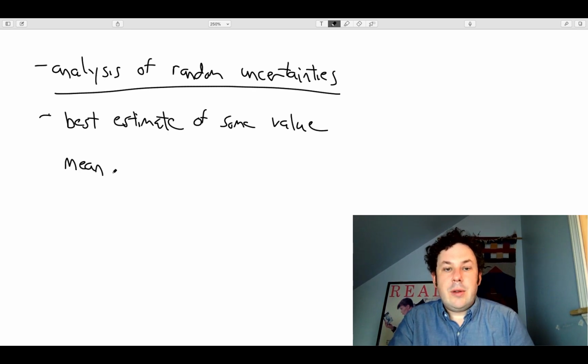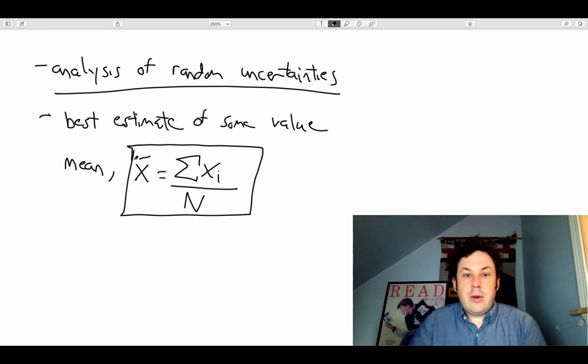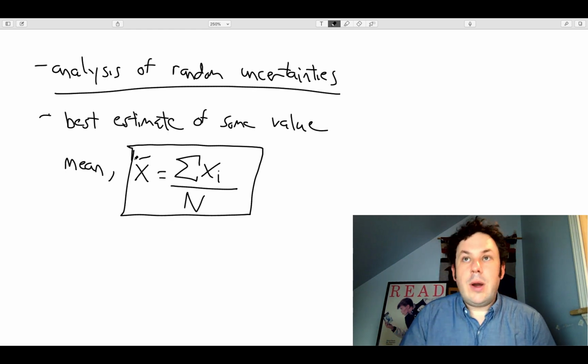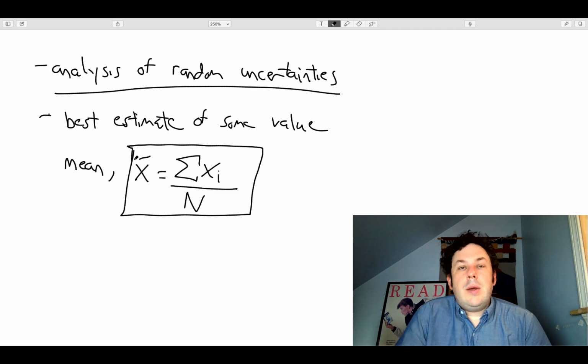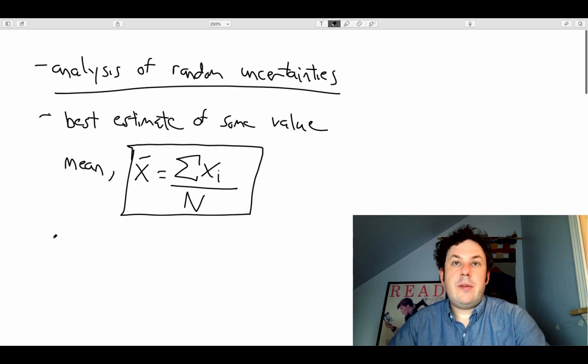It's a little bit more sophisticated. So the mean is given by this equation here, x bar. So x bar means the mean. And what you do is you sum up over all the individual values, and then you divide by the total number that you took. And so that's the technical definition of the mean or the average. So if you measure some quantity a bunch of times, the best estimate of that value is the mean.